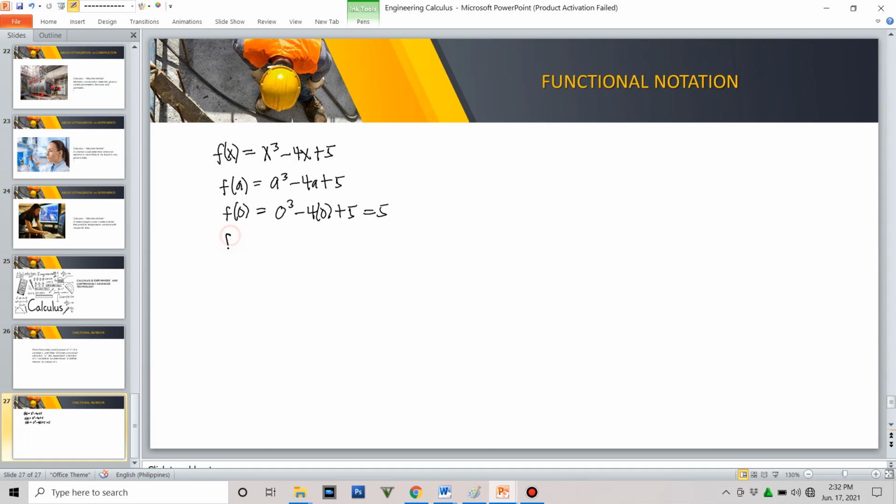And if we have another function, f of sine theta, then this must equate to sine cubed theta minus 4 sine of theta plus 5. So that is about the functional notation. So let us have more examples. This is the first example, so let us have another one.